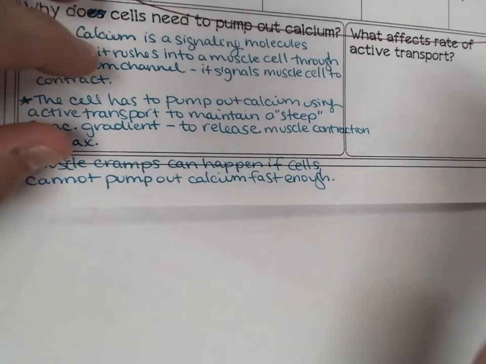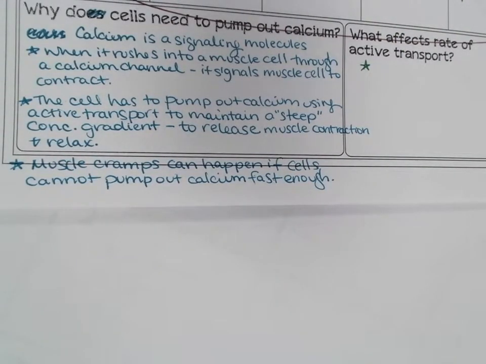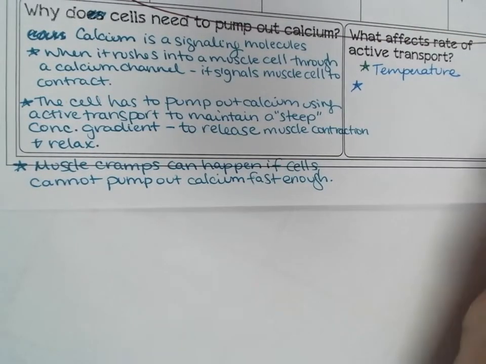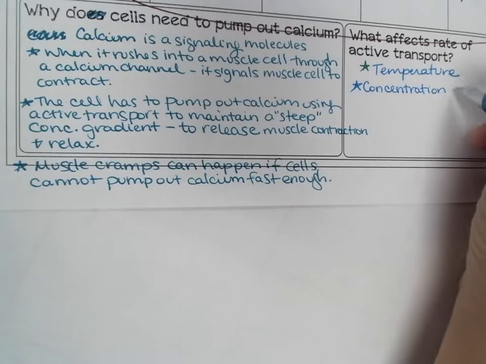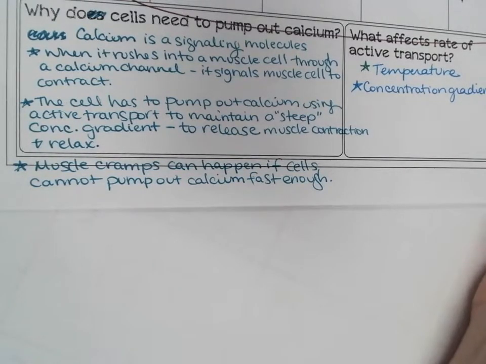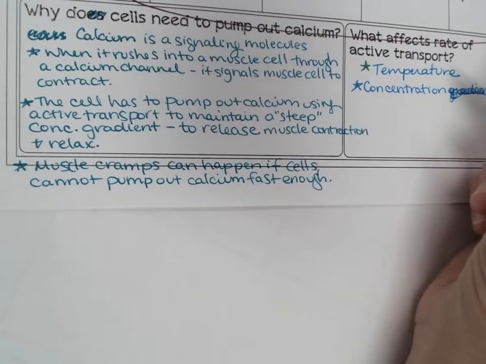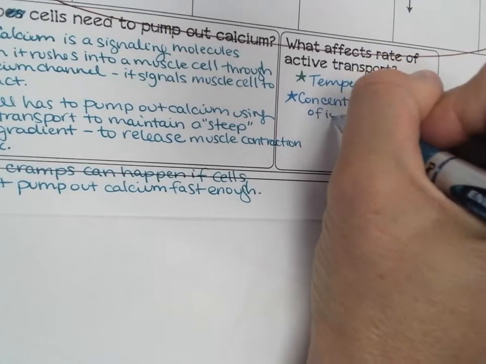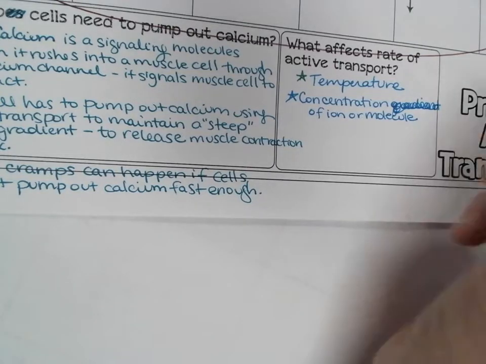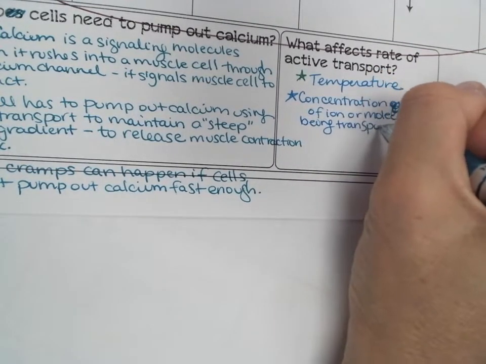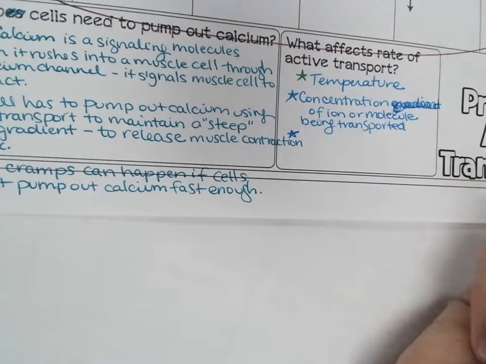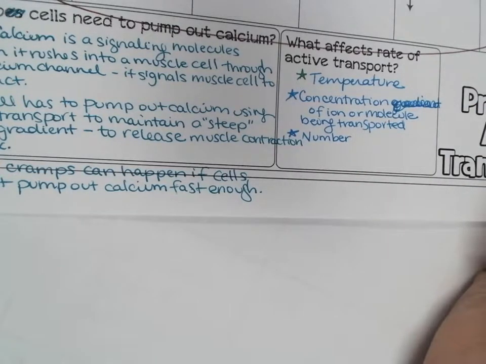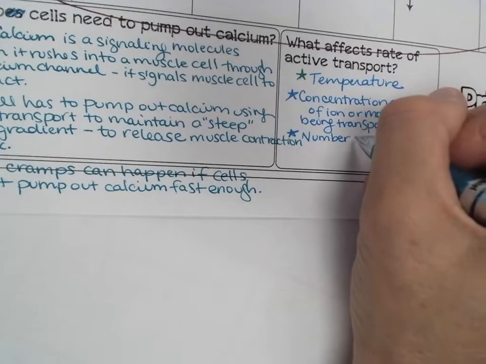All right. So what affects the rate of active transport? Who can tell me? Temperature. Yep. Here it is. A plus student right there. Temperature. Good. Okay. What else? Concentration. Or instead of putting gradient, just put concentration. I just scratched it out. Look, it's okay. Life goes on. Concentration of ion or molecule being transported. Okay. All right. What else? Who remembers the one from last week? Yep. The number of transport proteins available.